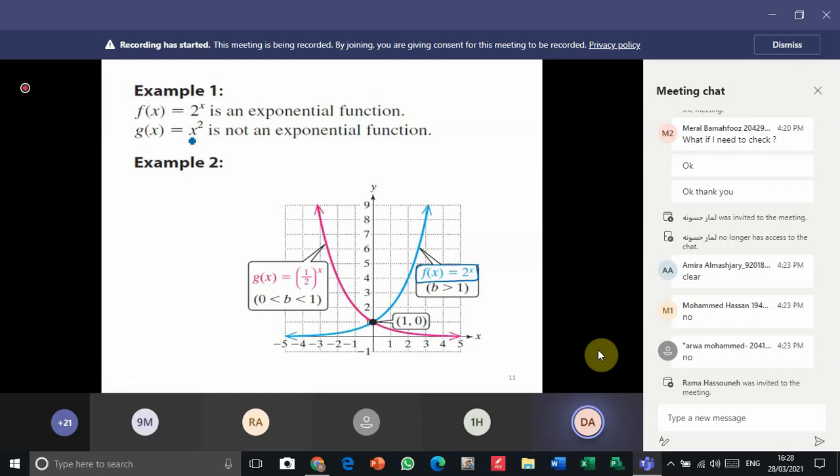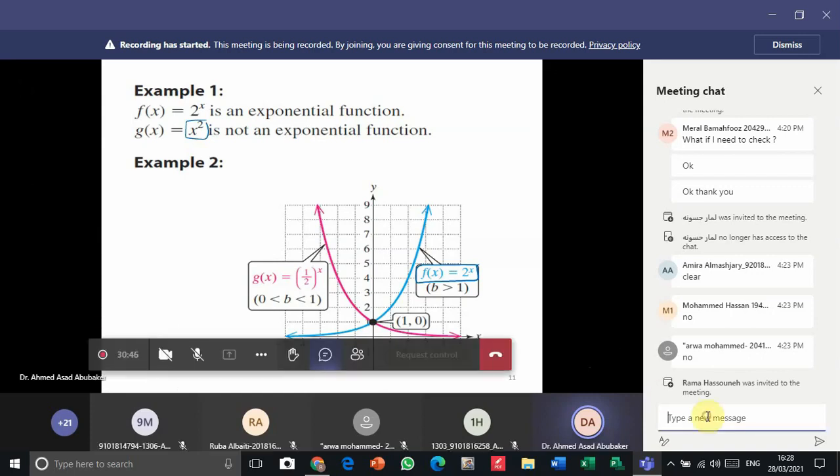Look at this example. Is x to the power 2 an exponential function? Absolutely no. Because an exponential function must be a number to the power x. Okay, number to the power x. So this is not an exponential function.